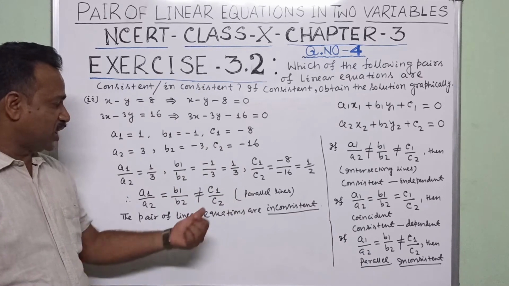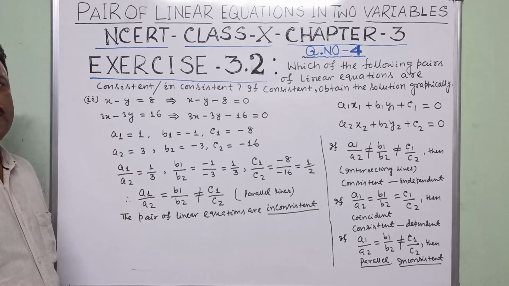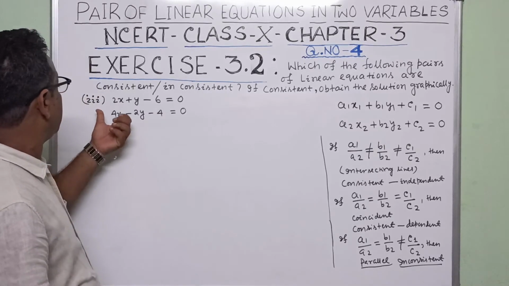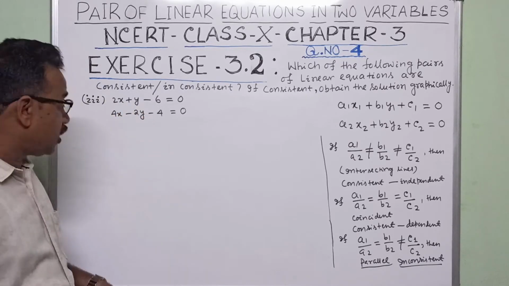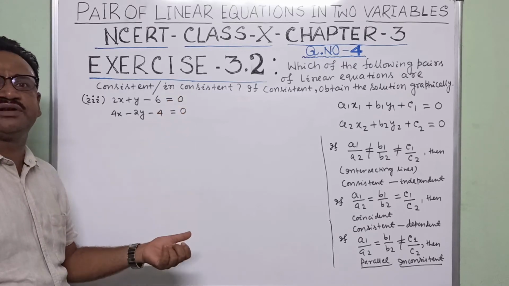Okay, so here the lines are parallel, so inconsistent. Now we will move on to part triple A. 2x plus y minus 6 is equal to 0, and 4x minus 2y minus 4 is equal to 0. It is already given in standard form.